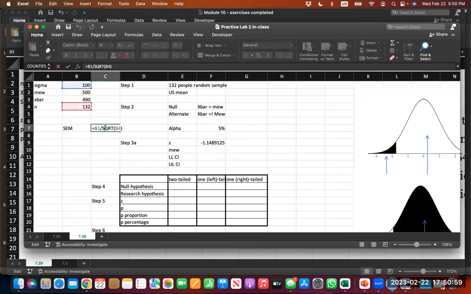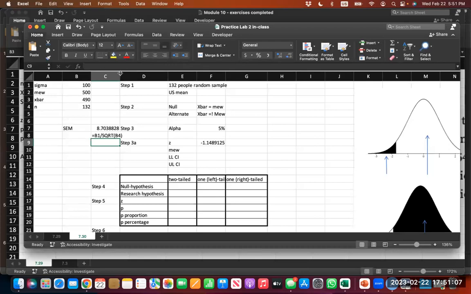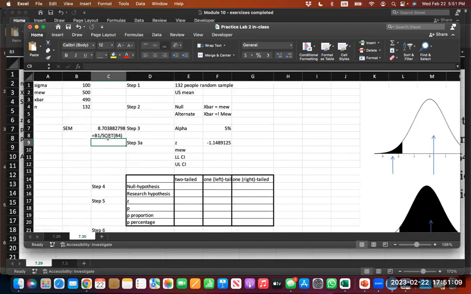That was pre-calculated already from last year. So the calculation of the standard error of the mean is of course B1, which is our sigma, divided by the square root of B4, which is our sample size, square root of n. So our mu is 500.